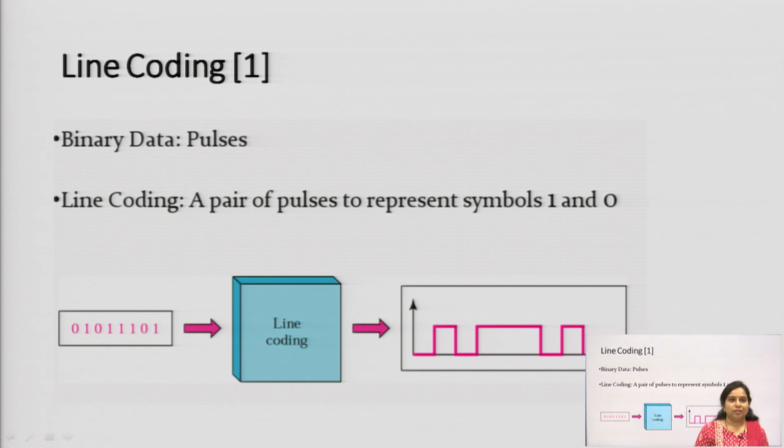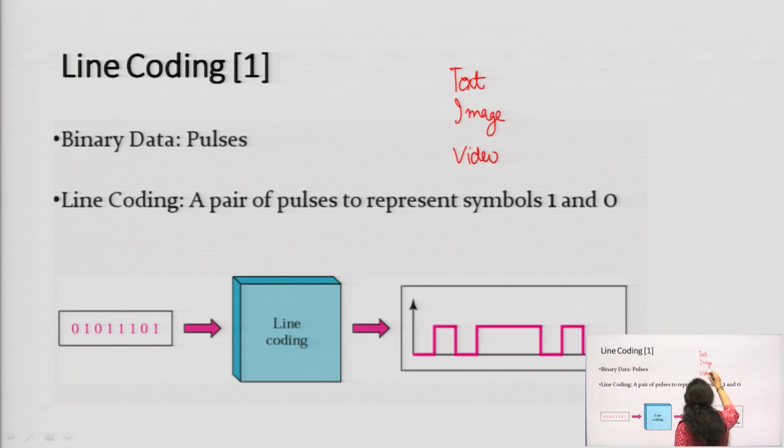So, first what is line coding? Let me introduce this thing first. What is line coding, why we need line coding and where we have to use line coding. Whenever we want to transfer any information for communication, the original information may be in the form of text, it may be in the form of image, it may be a video. So, all other options are also available.